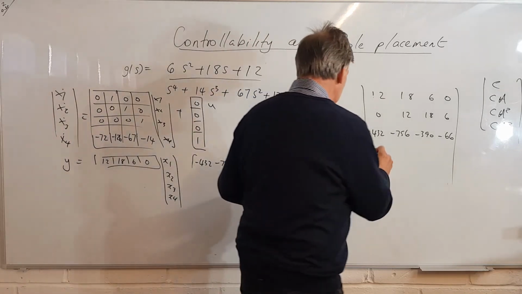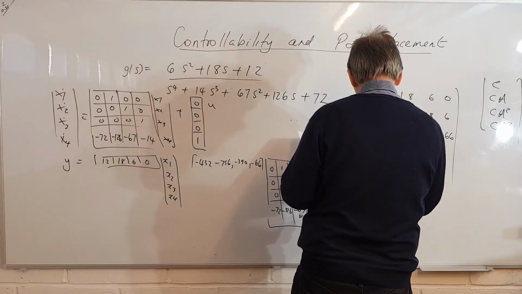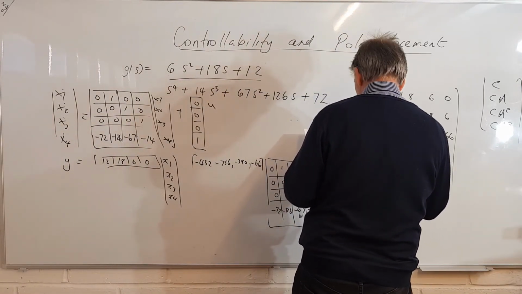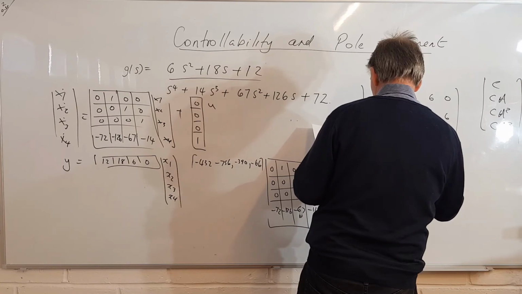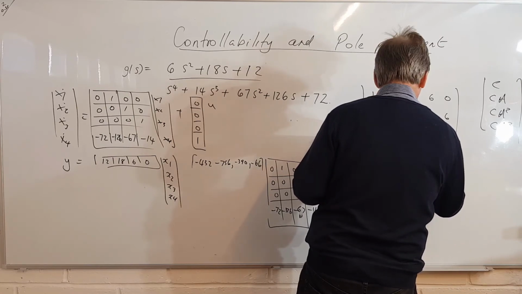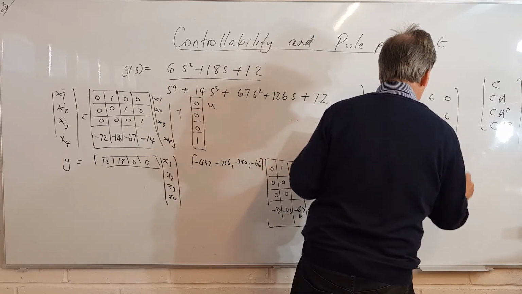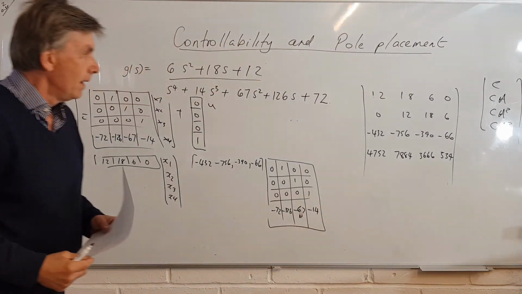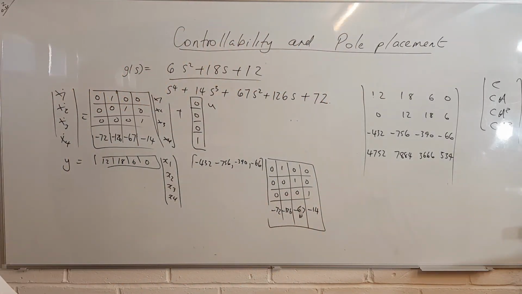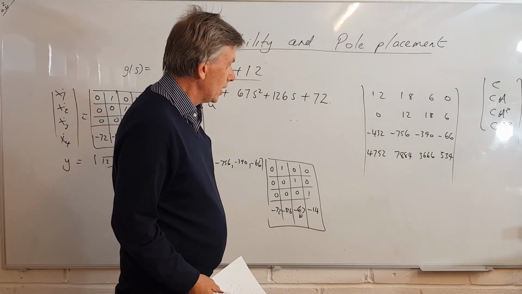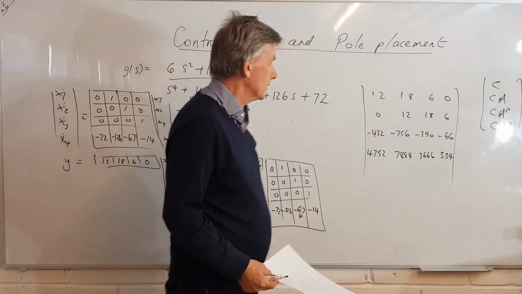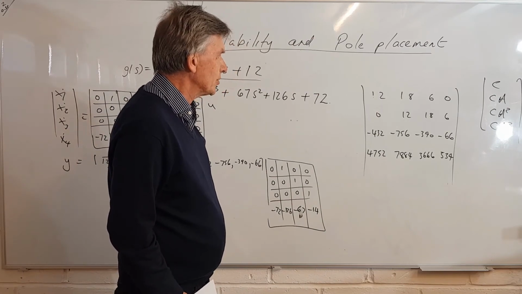These are quite large numbers: 4752, 7884, 3666, and 534. So this now gives us our observability matrix, and what we're looking to show is that the determinant of this is 0. This is quite a tricky determinant.